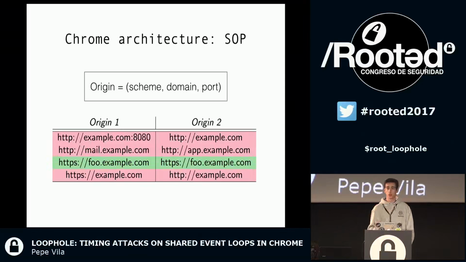The same origin policy I assume everyone knows about. Just in case, let me explain it. This is the security policy implemented by browsers since the dawn of time. An origin has a scheme, a domain, and a port. And it prevents a script that is executed in origin A from accessing origin B.